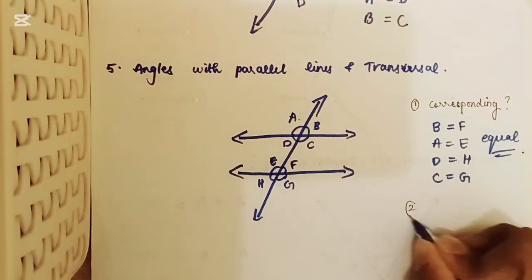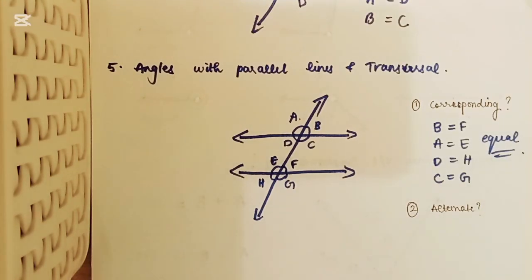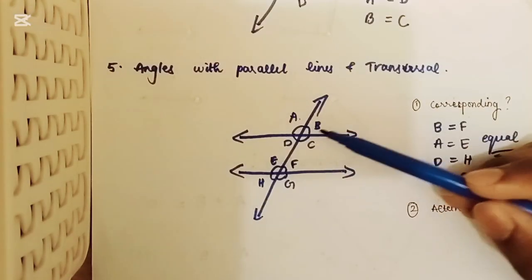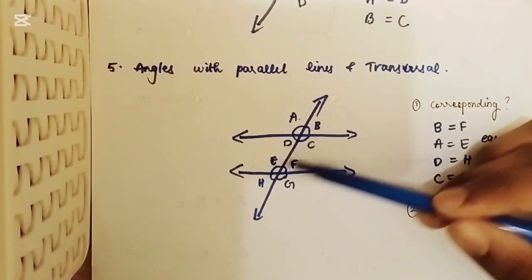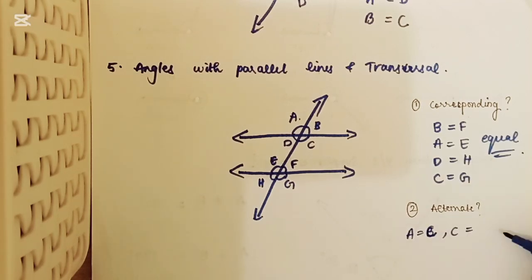The next type of angle is alternate angles. So what are alternate angles? Just like the name, opposite. Alternate means opposite. So what do you mean by opposite? A and C are opposite to each other. B and D, E and G, and F and H. So A is equal to C.